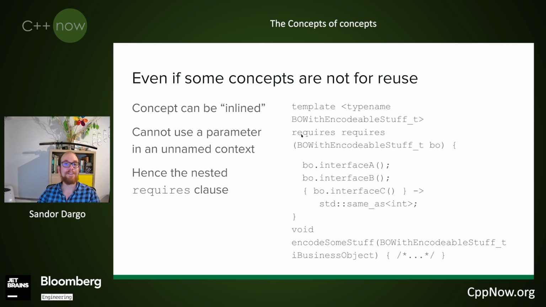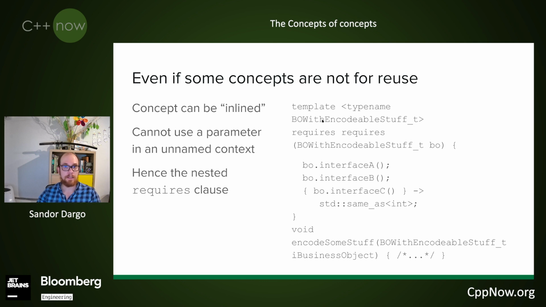We have the requires keyword twice after each other. We need the nested requires clause because otherwise we couldn't use this BO with encodable stuff underscore T parameter in an unnamed context. So outside of a named concept, we couldn't use it in this requirement otherwise. So for me, it's a bit similar to using a lambda function.